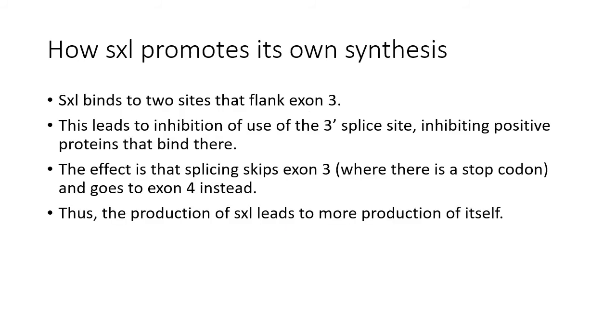Okay, so this is what I just said. The sex lethal binds to 2 sites that flank the exon, inhibits the use of the 3' splice site, and the effect is exon skipping, and as a result of this particular situation, the production of sex lethal leads to more production of itself, because we're talking about the splicing of its very own transcript.